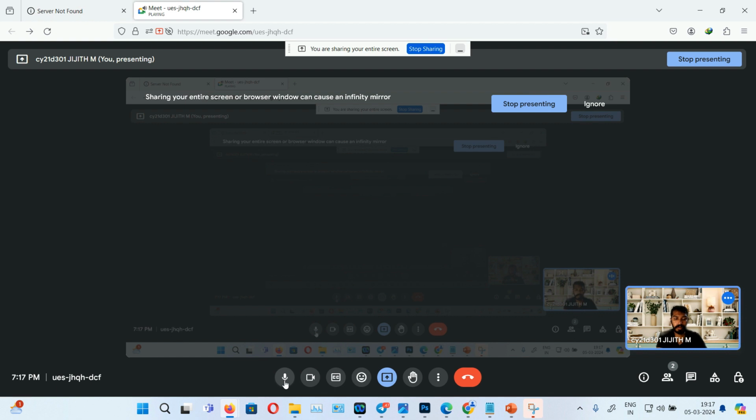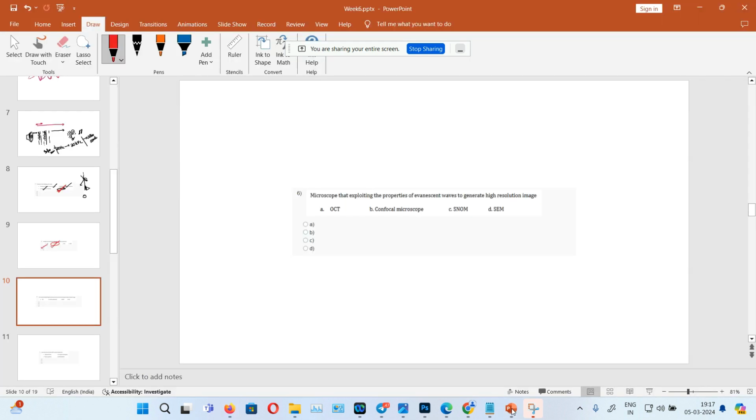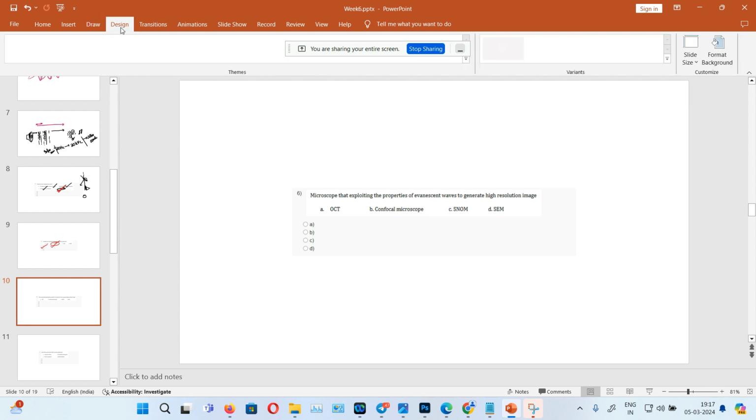So let's continue our discussion. We have to check which option exploits the properties of the evanescent field as an advanced way to generate a high resolution image. The first one is OCT, which is called optical coherence tomography. Let's see what optical coherence tomography is.